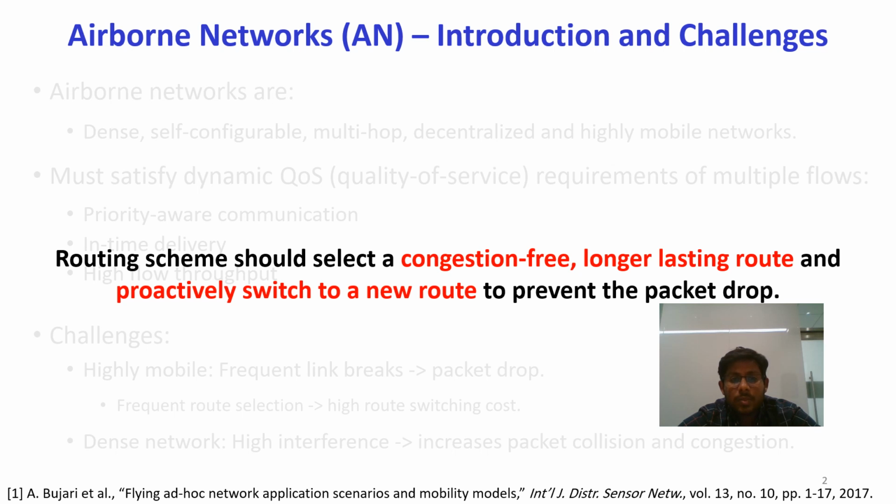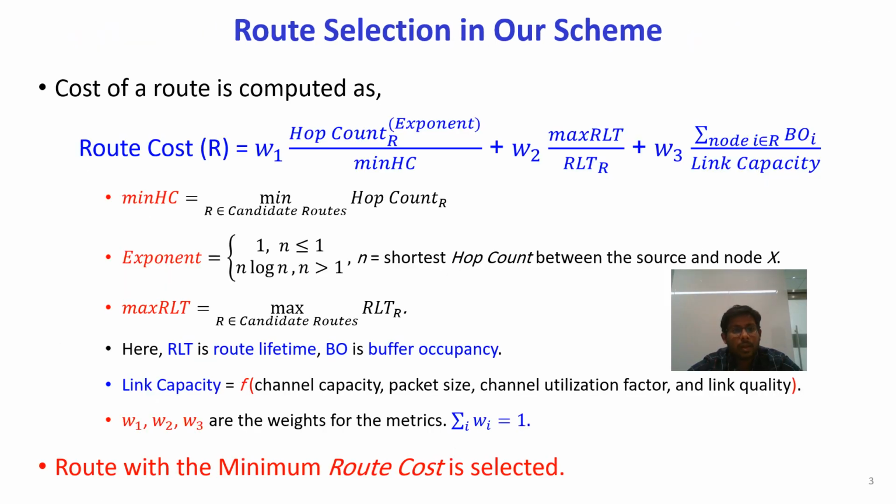So, a routing scheme should select a congestion-free, longer-lasting route and it should proactively switch to a new route in order to prevent the packet drop. In our proposed scheme, we use breadth first search algorithm to list all the candidate routes between a source and destination pair. For each candidate route, its route cost is computed using this formula.